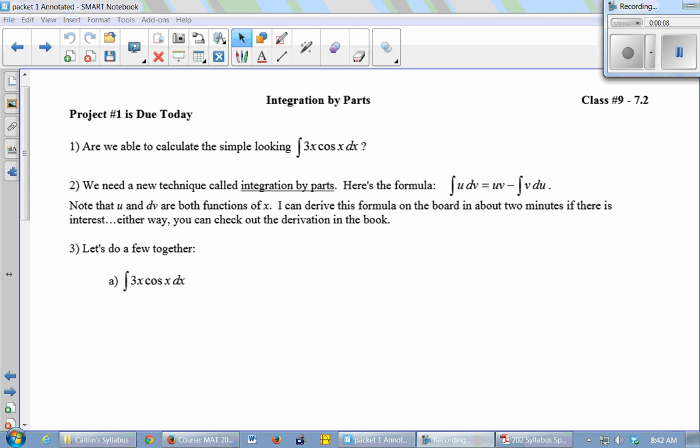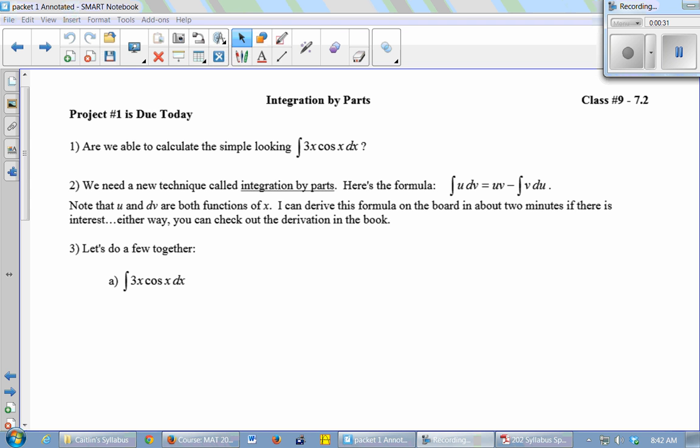So if we want to calculate this simple enough looking integral, 3x times cosine x dx, u substitution is not going to work, right? Because if you let u be cosine x, then its derivative is sine, and now you're introducing a whole new trig function into the integrand, and the 3x isn't going to cancel. So we have this new technique called integration by parts.